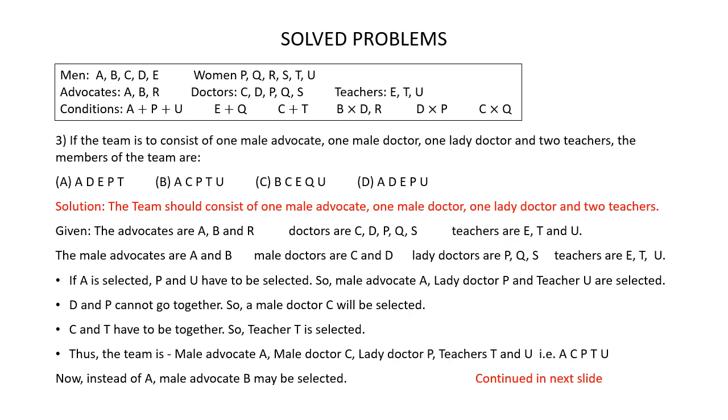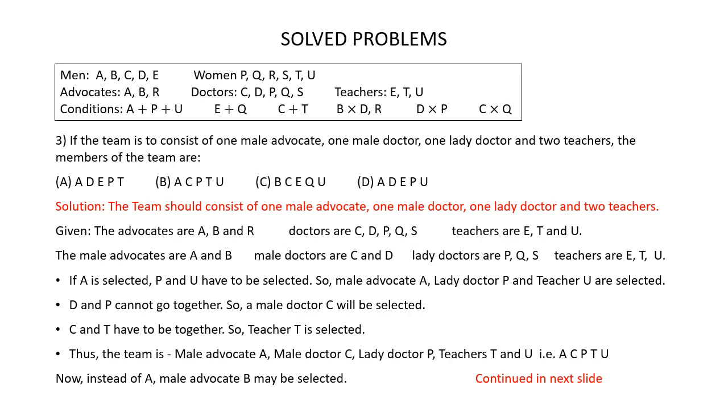So, now one male doctor and one more teacher remain to be selected. Now we know that the male doctors are C and D. Now according to the given conditions, we know that D and P cannot go together. Now since P has already been selected, clearly D cannot be selected. So male doctor C will be selected.